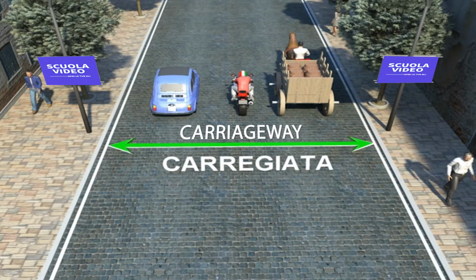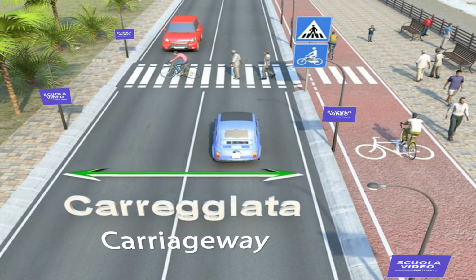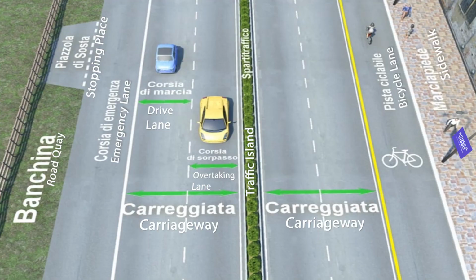La carreggiata. The carriageway is the part of the road that we see normally asphalted and included between the continuous left and right margin lines, intended for the circulation of motorized and non-motorized vehicles. The traffic lanes, the overtaking lanes, the cycle and pedestrian crossings are part of the carriageway. So be careful not to confuse road and carriageway in quizzes.